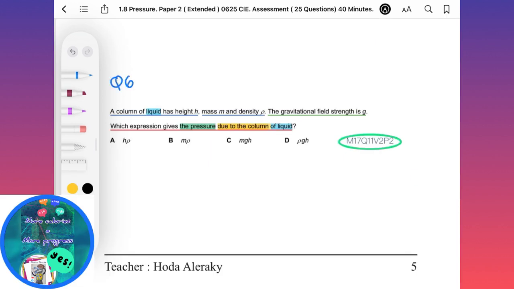Question 6 is very simple. A column of liquid has height h, mass m, density rho. The gravitational field strength is g. Which expression gives the pressure due to the liquid column? Rho g h. So the correct answer is D.